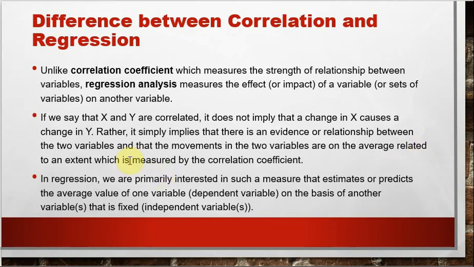Okay? But in regression, we are primarily interested in a measurement that estimates or predicts the average value of one variable, called the dependent variable. You want to predict the movement, the variation in consumption, that's the dependent variable now, on the basis of another variable which is fixed, called your income. So you say that consumption is a function of income. So that's the difference between regression and correlation.